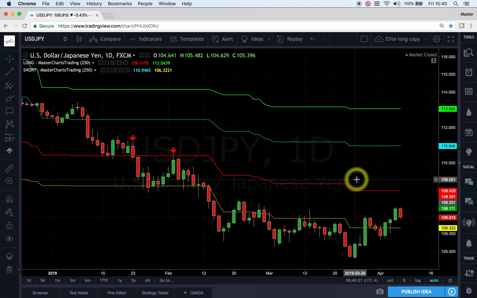This still looks like a bearish chart to me, US dollar versus Japanese yen, but again, if the other currencies reverse, then I think this chart should reverse as well.